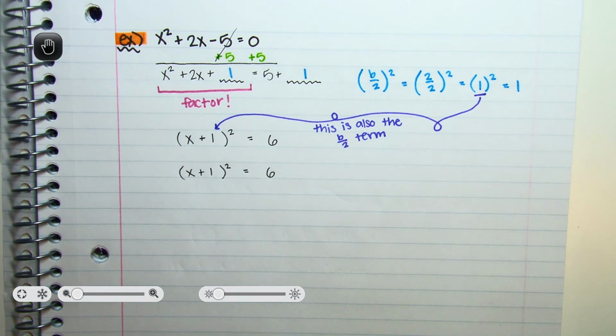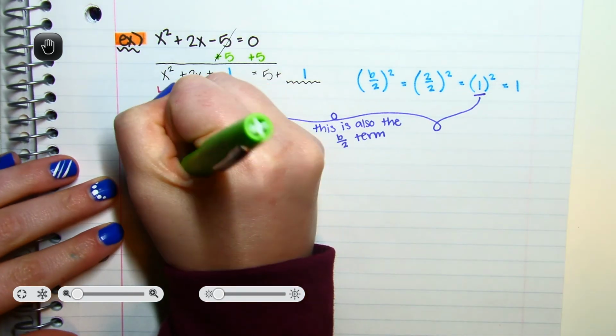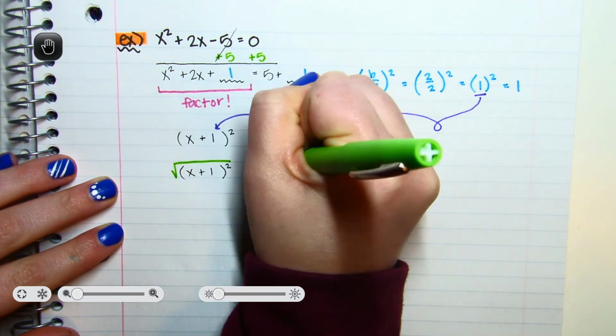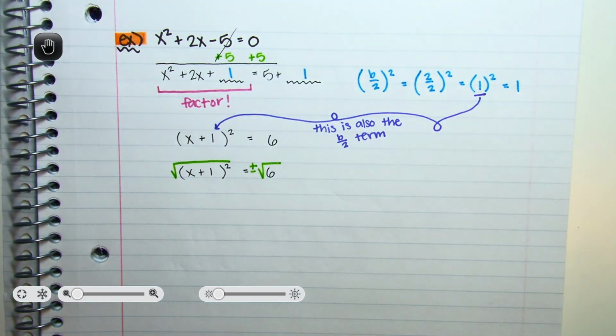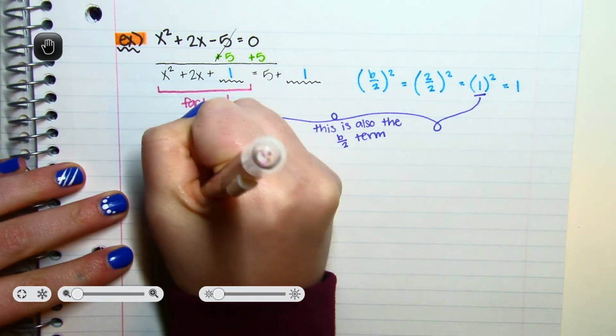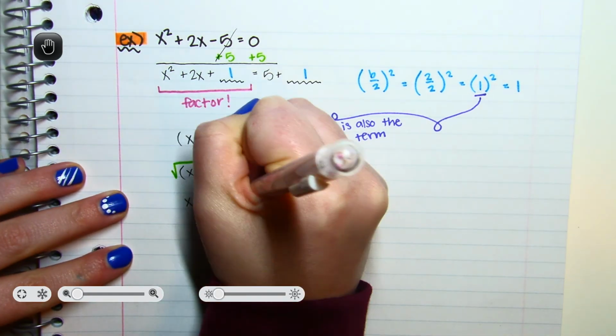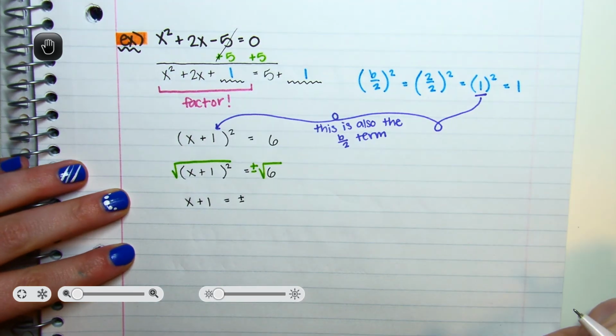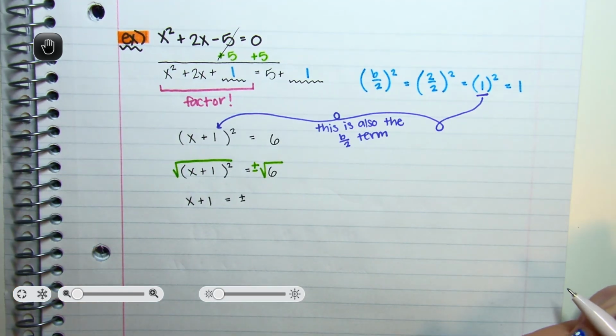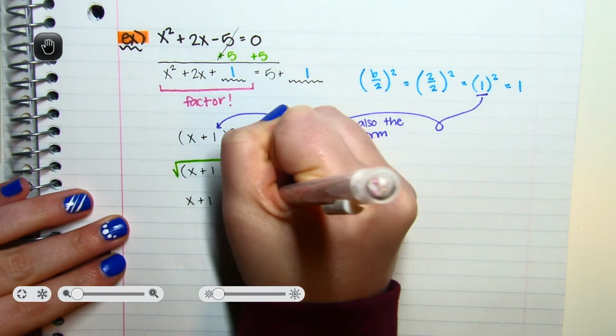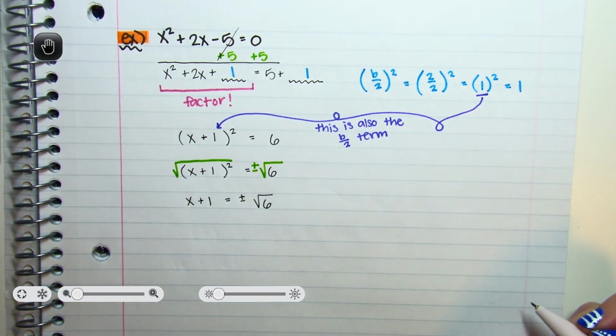If you said take the square root of both sides, you are correct. So square root of the left side, square root of the right side, add that plus or minus. So I'm going to have x plus 1 equals plus or minus. Now the square root of 6, that does not break down and give me any perfect squares, so it's just going to stay the square root of 6.